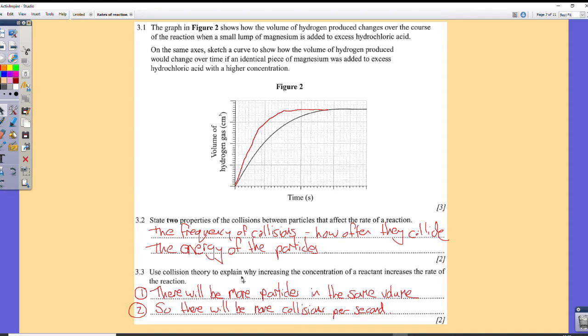3.3. Use the collision theory to explain why increasing the concentration of a reactant increases the rate of reaction. Well, it's 2 marks here. The first one, there will be more particles crammed into the same volume, so there will be more collisions per second. If they're all squeezed into the same volume, there's going to be more of them banging into each other.